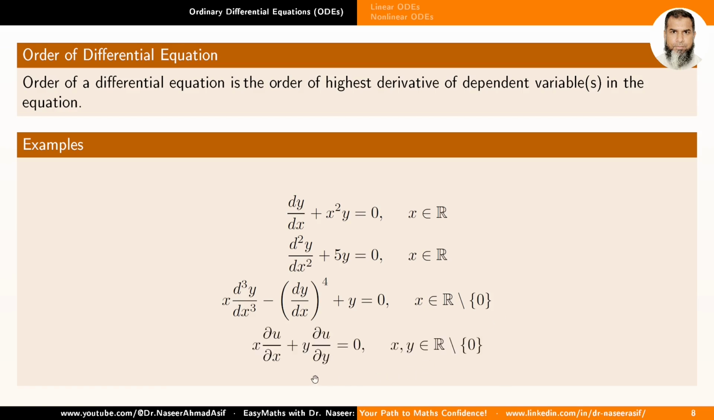We'll see another example. This is x partial u by partial x plus y partial u by partial y is equal to 0. In this equation, u is the dependent variable, x and y are independent variables. This is a first order differential equation because the highest order derivative of u is 1.